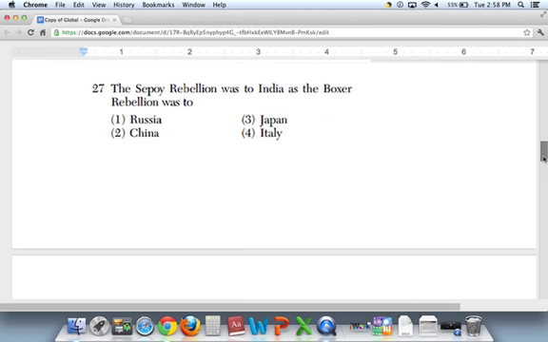Okay, 27. The Sepoy Rebellion to India was as the Boxer Rebellion was to 1. Russia, 2. China, 3. Japan, 4. Italy. Okay, so if you know about the Sepoy Rebellion, that was to India, and the Boxer Rebellion, if you study about it, it was to China. So the correct answer would be 2. China.